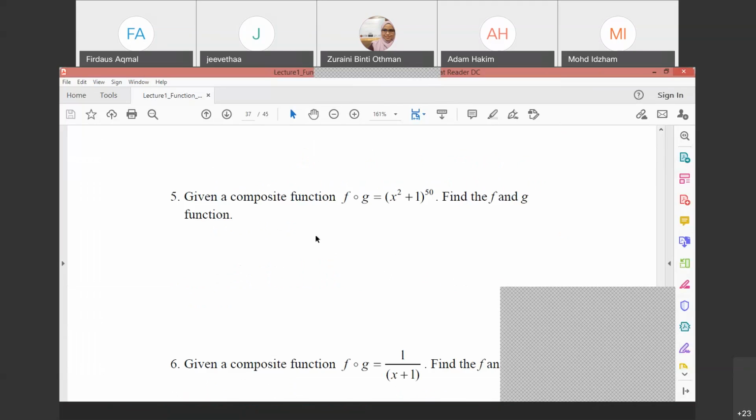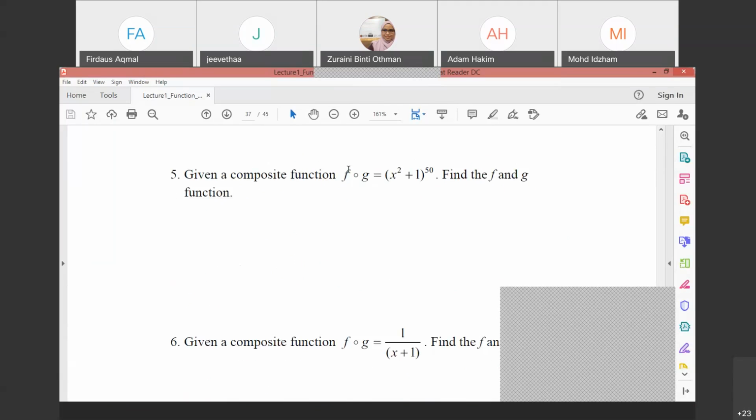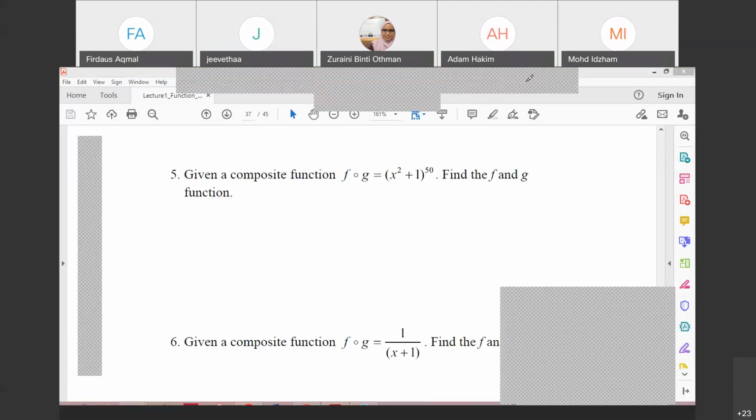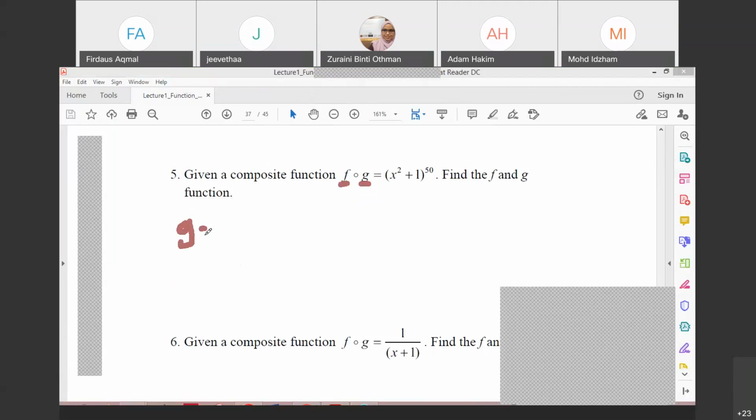Okay, give a composite function for this. Find F and G. Macam ni. Soalan macam ni macam mana? Dia boleh jadi bermacam-macam jawapan kalau nombor 5 ni. One of the answer apa? Kita yang kena letak F dengan G. Kalau kamu letak G ialah X kuasa 2 tambah 1, and our F will be apa? X kuasa 50.